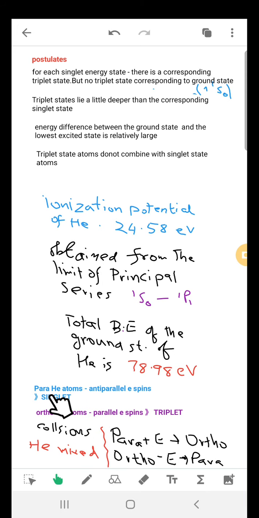So, antiparallel spins give rise to a singlet state, and parallel spins give rise to triplet states. And there is a transformation from parahelium to orthohelium. The parahelium is at a lower energy state, being a singlet state. So if it gains energy through collisions, it can form an ortho state, and similarly, if the ortho state loses energy through collision, it forms a para state. So helium is actually a mixed state.